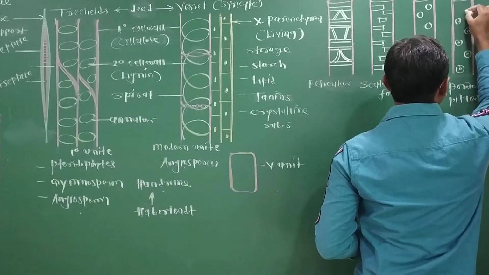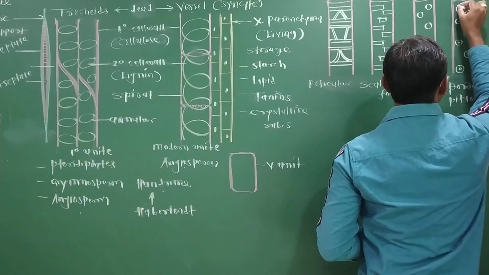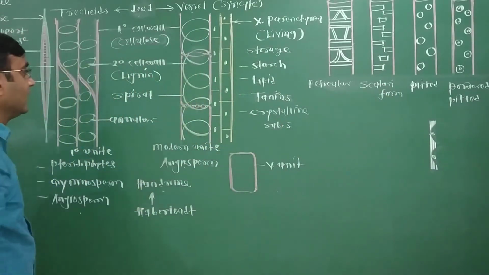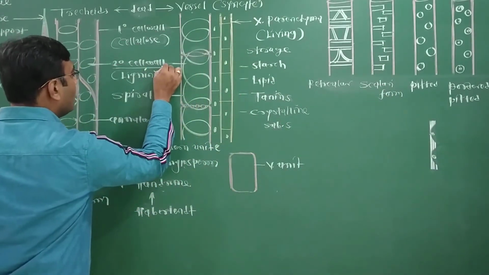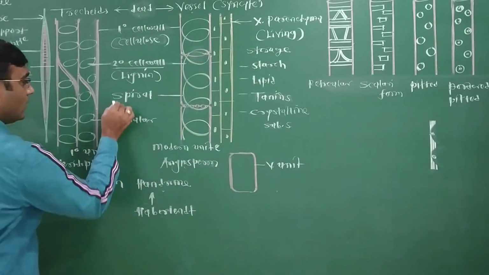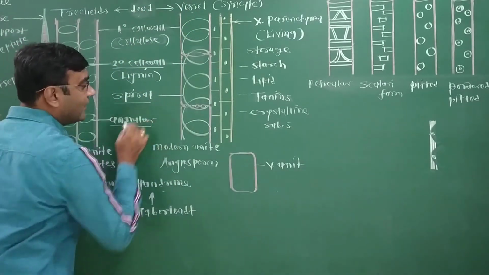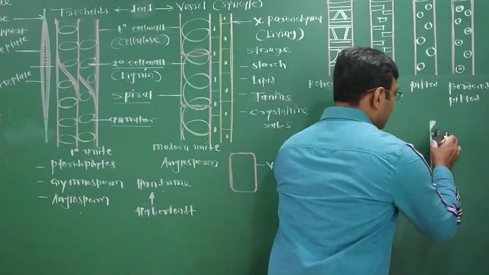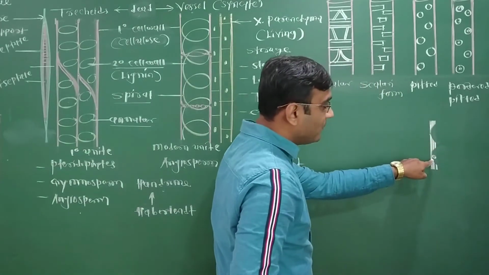So lignin thickening, as a secondary cell wall present in trachea and vessel, occurs by various patterns, various forms: annular, spiral, reticular, scalariform, pitted. This is pitted. This is bordered pitted.